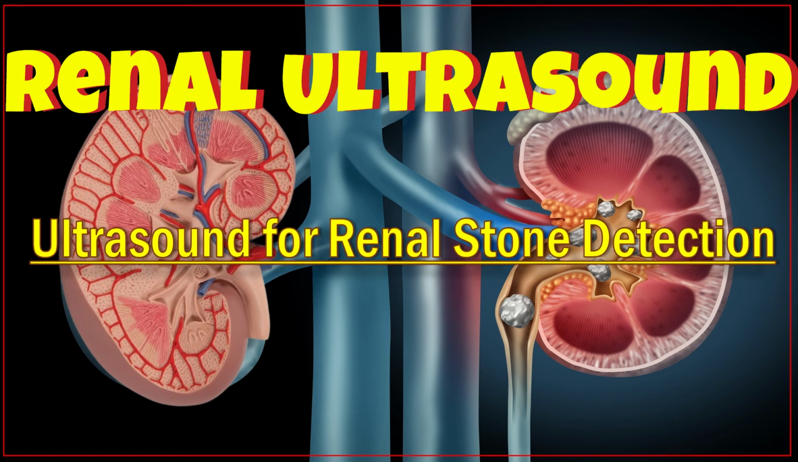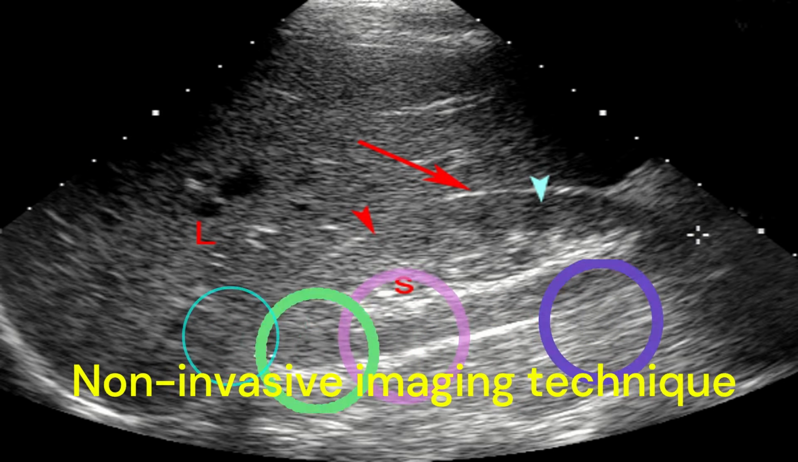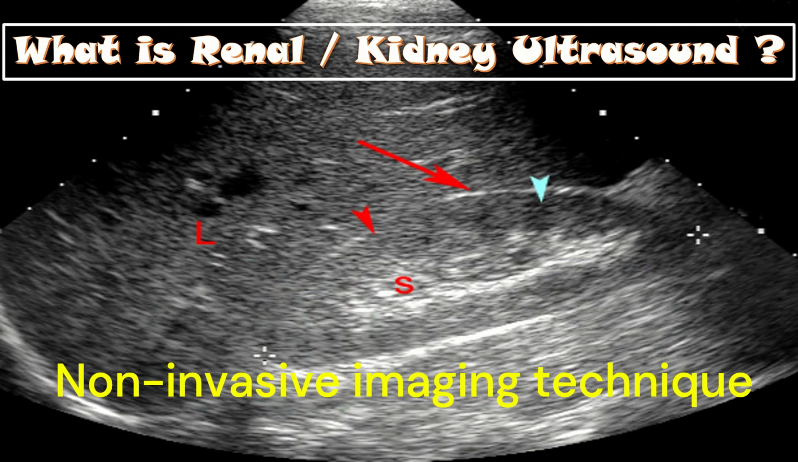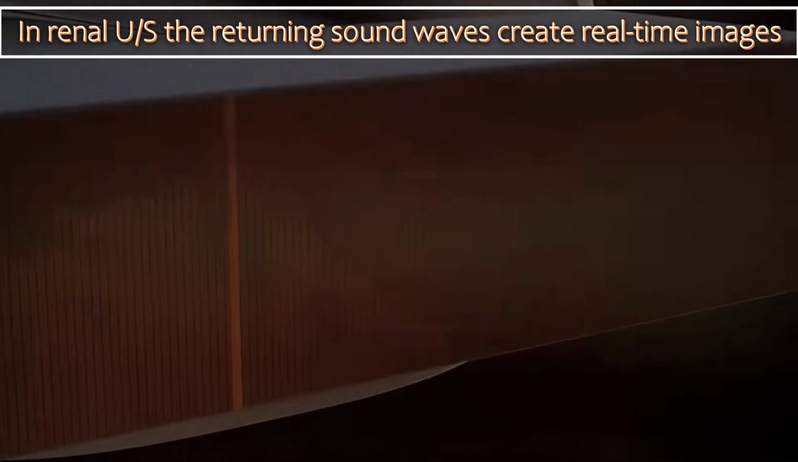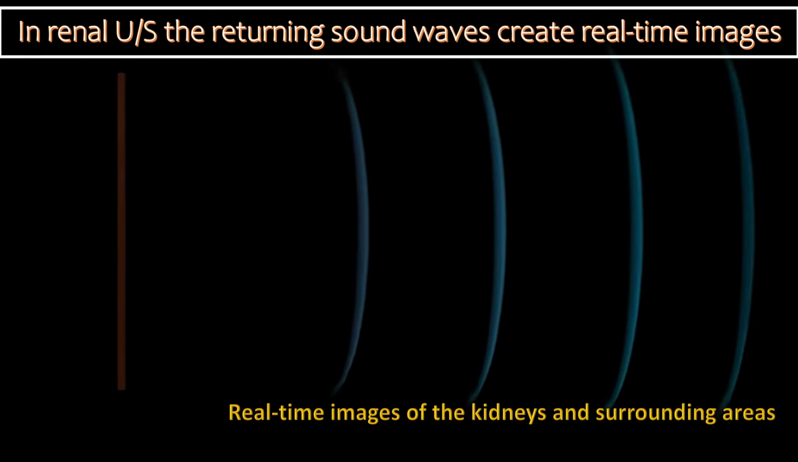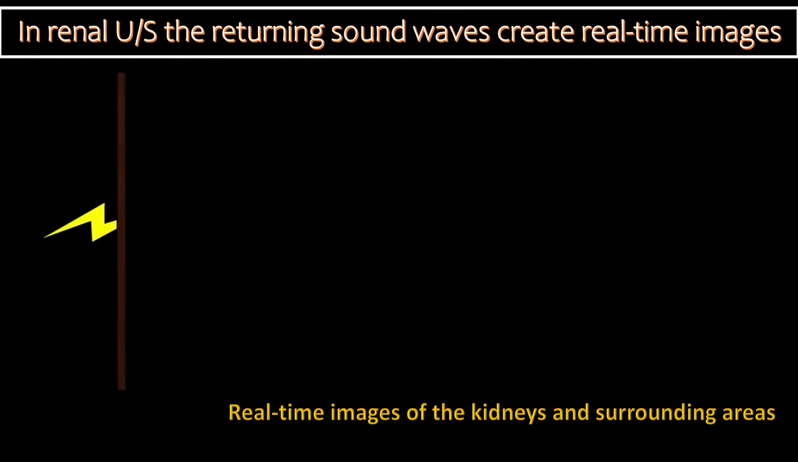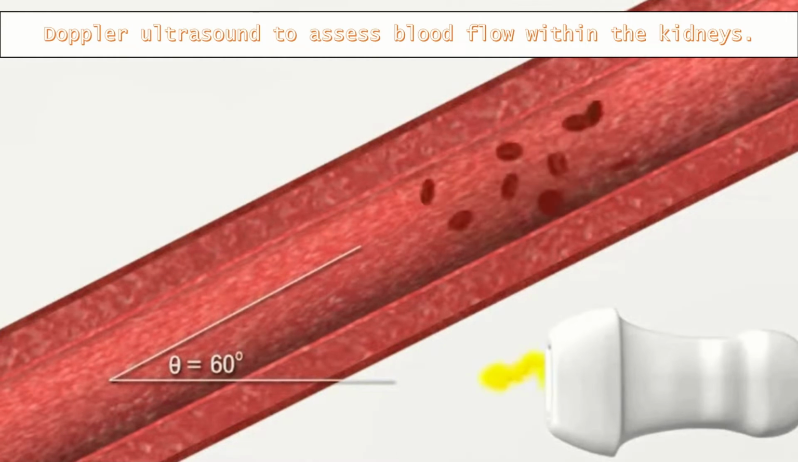Renal stone detection is the topic of our discussion today. Renal or kidney ultrasound is a non-invasive imaging technique that uses sound waves to create pictures of the kidneys and bladder. In a renal ultrasound scan, a computer processes the returning sound waves to create real-time images of the kidneys and surrounding areas. In some cases, a Doppler ultrasound may be included to assess the blood flow within the kidneys.